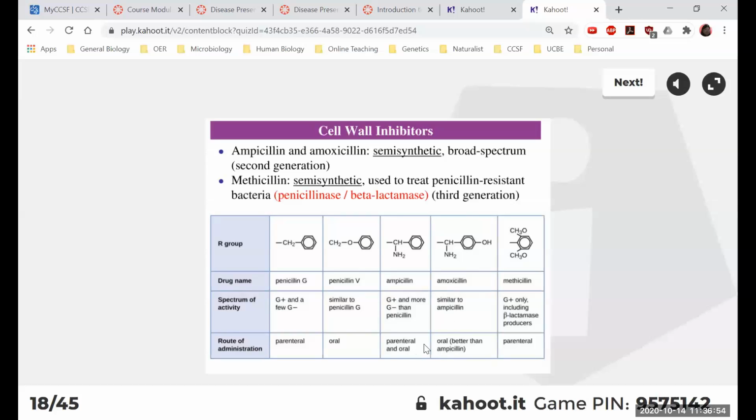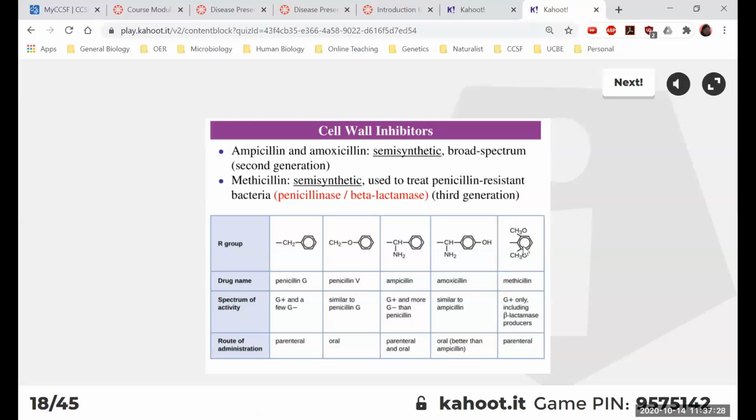In terms of the delivery, once again for ampicillin, either needle injection or oral. For amoxicillin, it's oral. So that gives you a better drug that can target gram-negative bacteria as well. But then, by that time, we are already seeing bacteria that are resistant to penicillin. So methicillin is actually designed basically for that purpose. So it's also semi-synthetic, basically taking the structure of penicillin and modifying the R group.